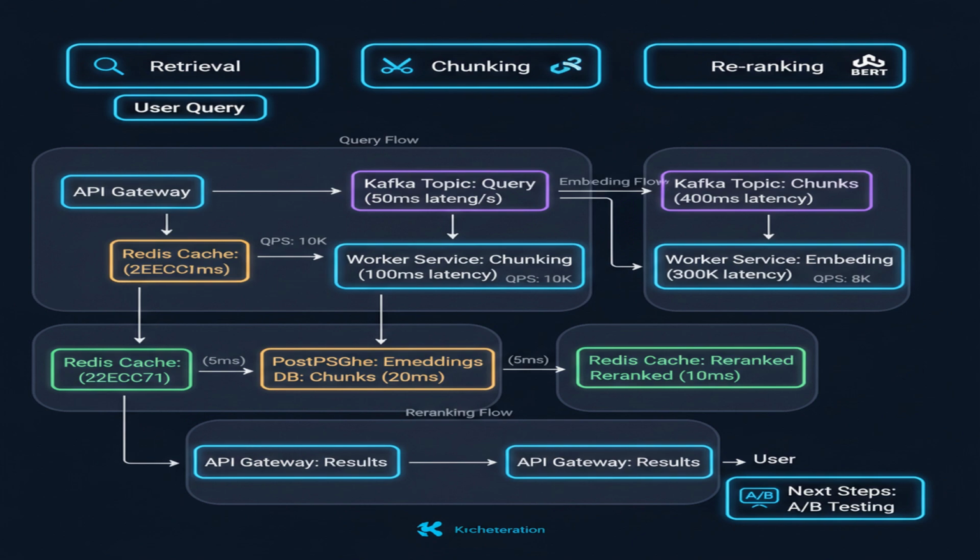Next steps would be to implement A/B testing to evaluate different chunking and re-ranking strategies, and to evaluate the system using metrics like recall at K and NDCG. This is where most people go wrong. They don't continuously evaluate and refine their RAG pipeline.